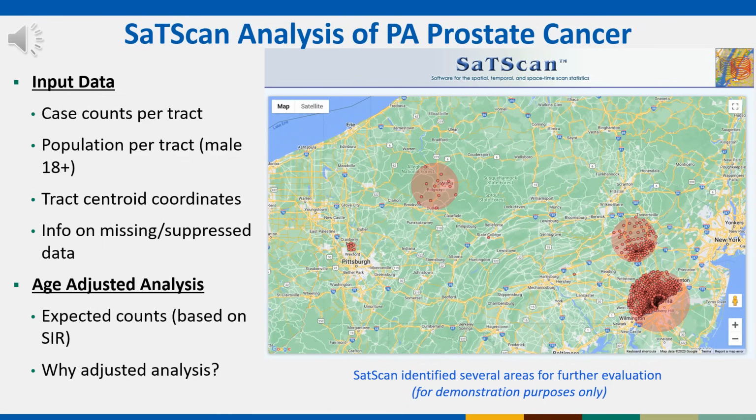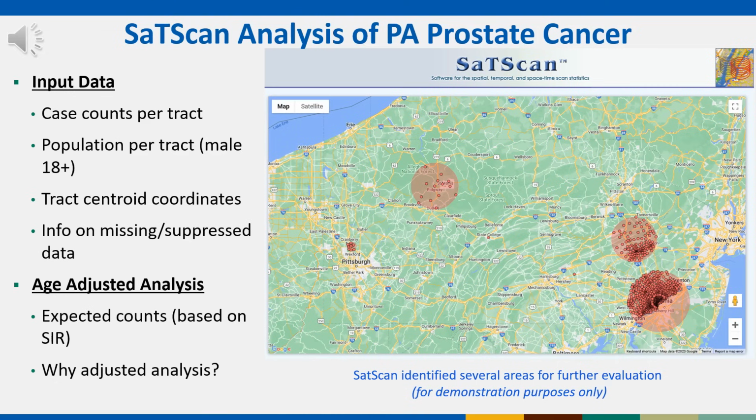To run this adjusted analysis in SaTScan, you'll need the age category by case breakdowns for each tract as well as the population by age category. SaTScan generates an expected count based on the case's age distribution. This is the same calculation that goes into calculating the standardized incidence ratio, or SIR. And if those expected counts are available outside of SaTScan, they can be brought in to run the adjusted analysis, as was the situation here. After adjusting for the age distribution, SaTScan identifies 6 significant clusters.